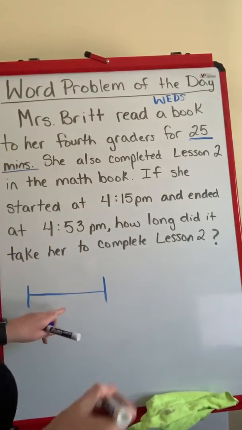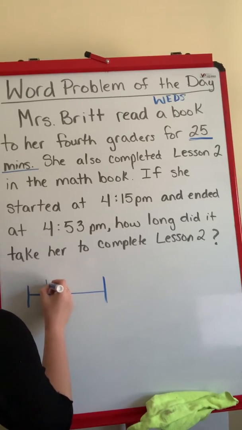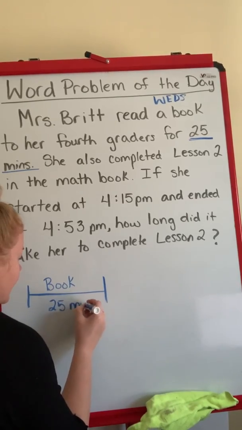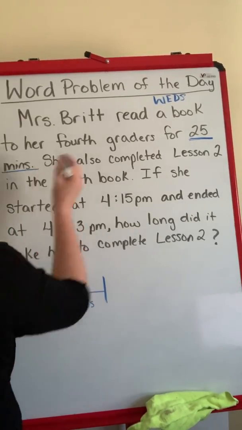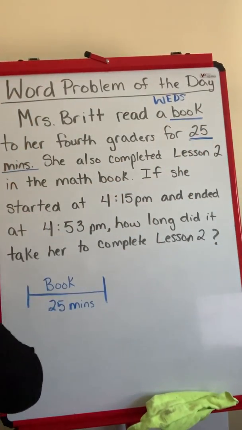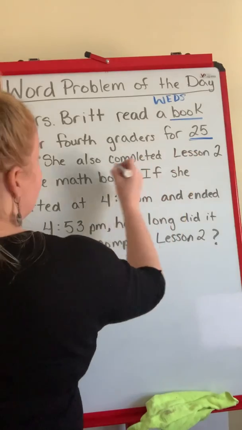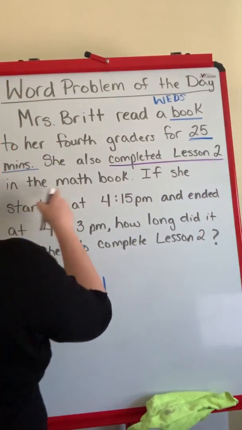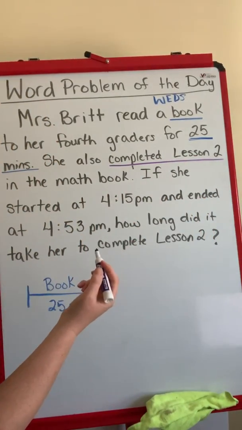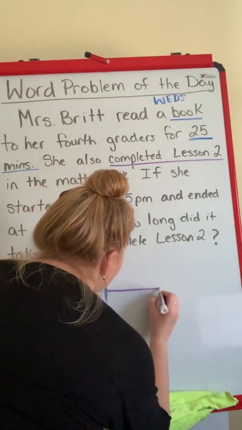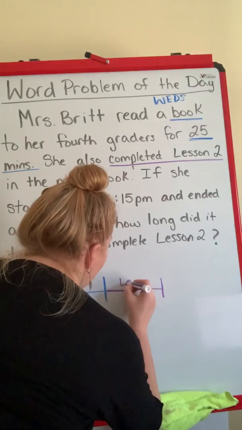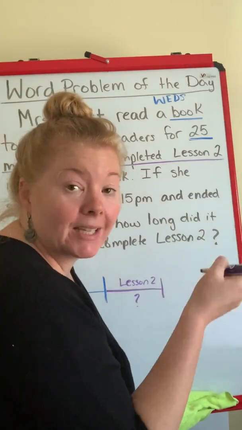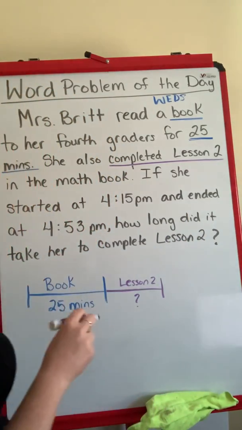I know that on my timeline, I read a book for 25 minutes. I also know that she, or me, completed lesson 2 in the math book. Well, I don't know how long it took me to do that, but I know that that's another task that I did, because the word problem didn't explicitly tell me how long it took me to finish lesson 2.